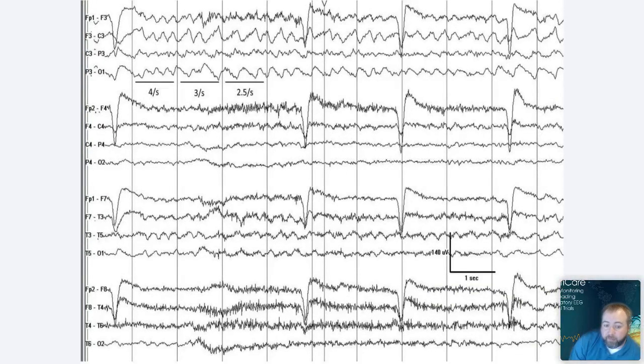Here is some evolving LRDA. It's lateralized rhythmic delta activity that evolves in frequency and morphology from a 4 per second blunt rhythmic delta activity to a 2 per second sharply contoured rhythmic delta activity. So on the far left here, it starts off as much more of a blunt pattern.